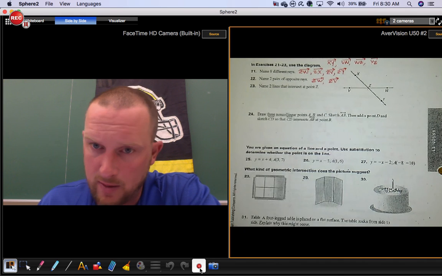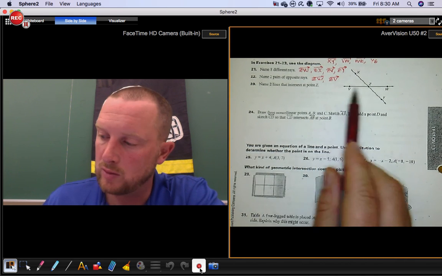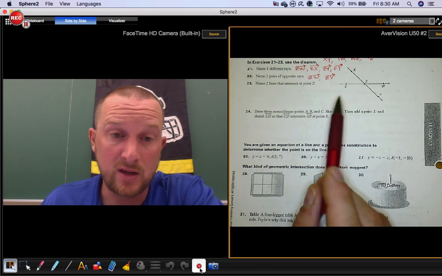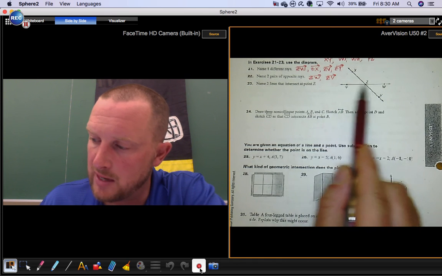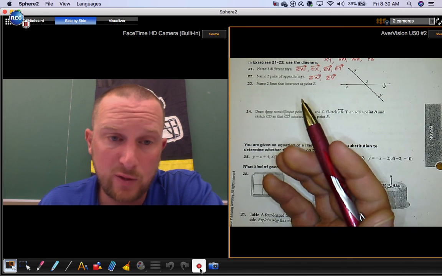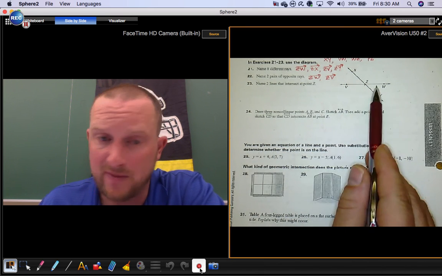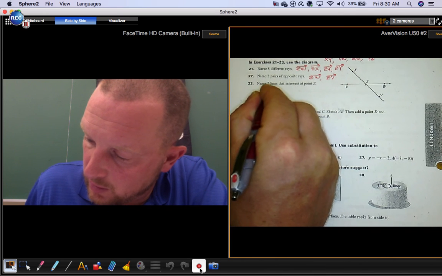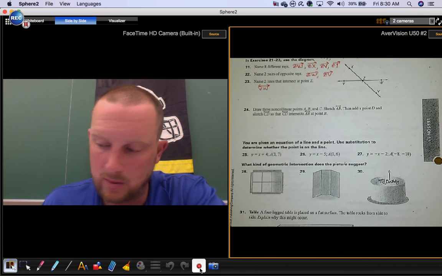Number 23. Name 2 lines that intersect at point Z. Well, do you see the 2 lines in the diagram? They intersect at point Z. You just need to name those lines. And again, there's options. How do you name this line? Okay, you use 2 letters. Pick any 2 points that are on that line. There's infinitely many, but 3 of them have names. You pick. We'll call this line VW. And again, notice it's a line, so I'm putting 2 arrowheads.